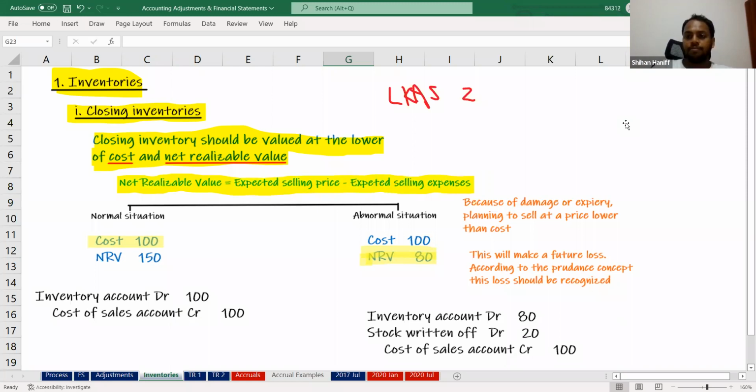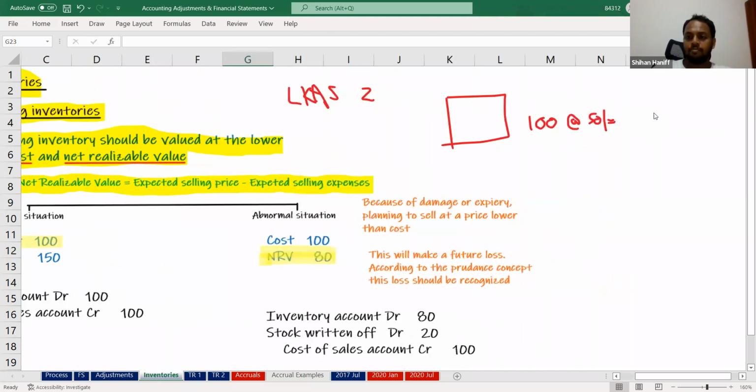Let me take an example. Let's say there is a shop. They buy milk packets, 100 milk packets at 50 rupees each. This is the cost. And they are planning to sell this. They buy at 50 rupees and they are planning to sell at 75 rupees. This is the selling price. How much is the profit from one milk packet?